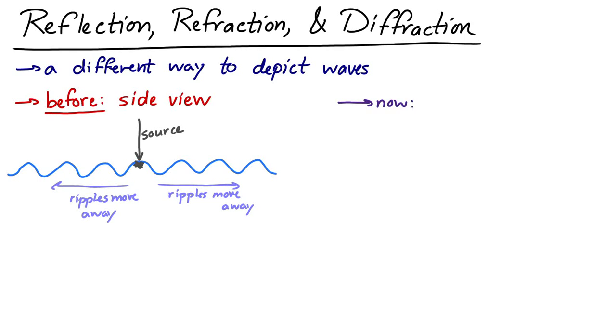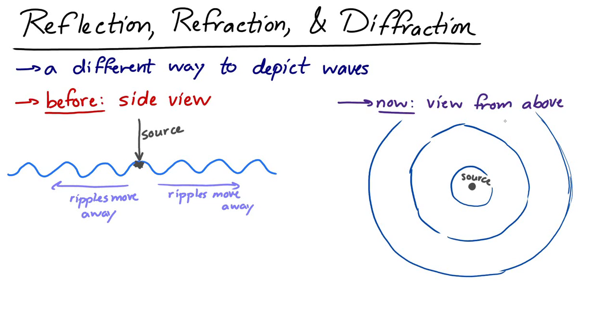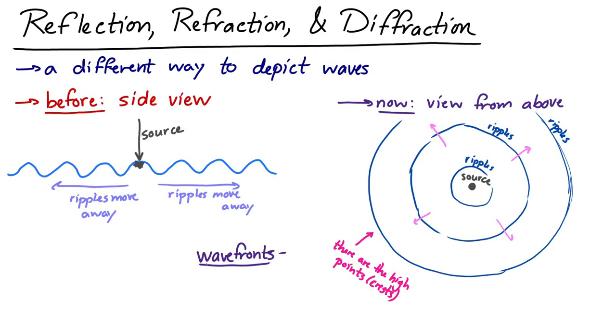But now think about what that would look like from above. If we have a source right there, and we're looking at this from above, you would see ripples moving outward. The ripples here might correspond to the high points of the wave, the crests of the wave surface. These are examples of wave fronts. Wave fronts are a line where all the points are moving in phase.